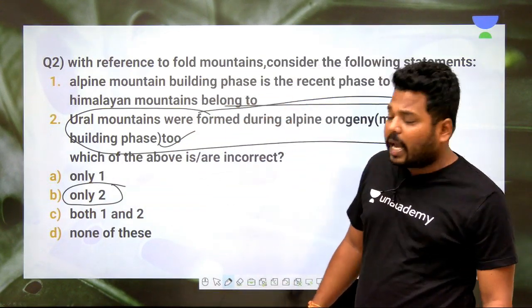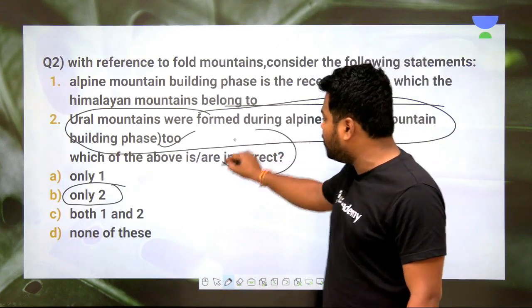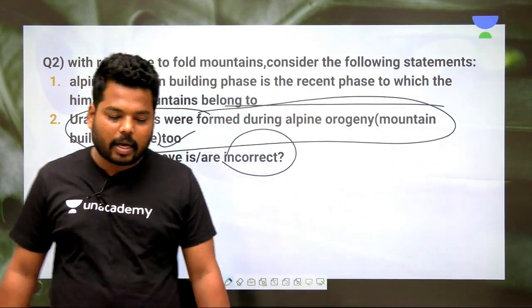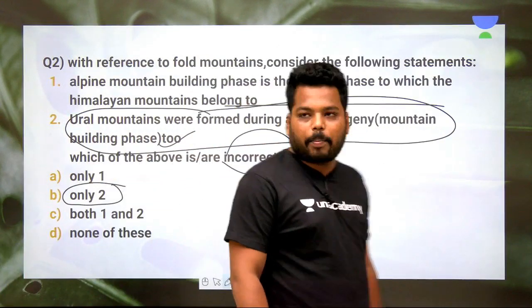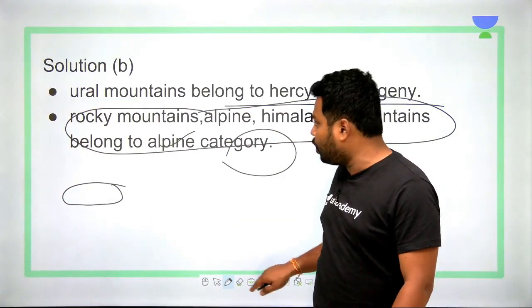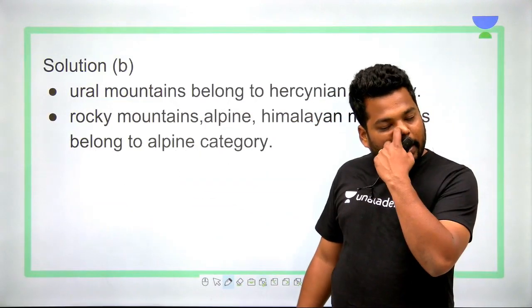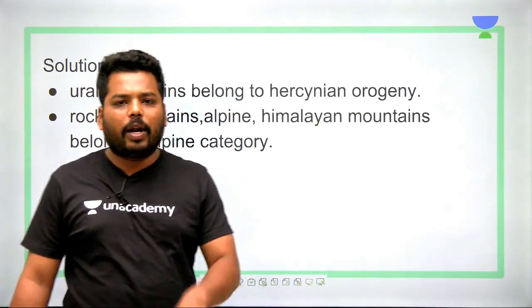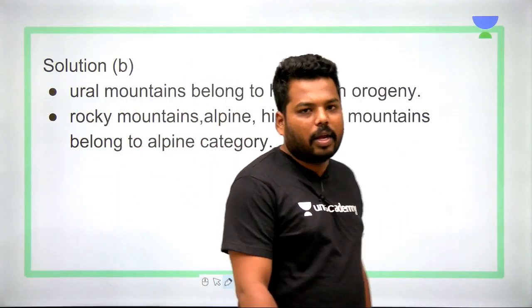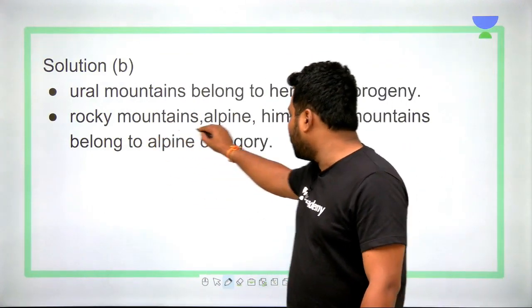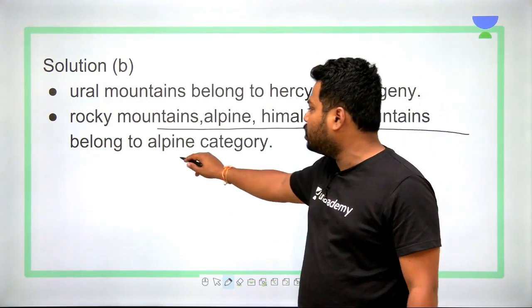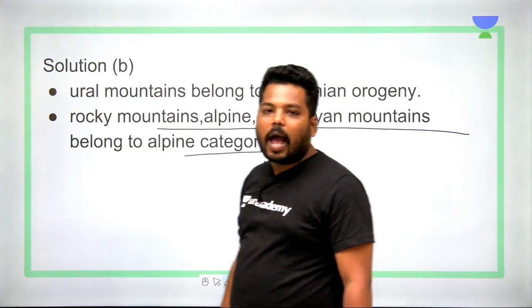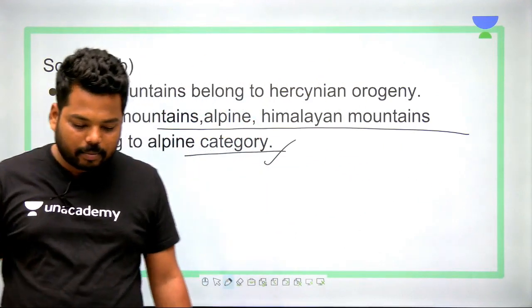This is the wrong statement given in this particular question, and this wrong statement becomes the answer. Why? Because he has asked which of the following statements are incorrect. Incorrect. Clear? If you see, this is the perfect statement. Do remember this point. This type of question has appeared in UPSC already, but there are chances that they may indirectly or directly ask this question in the near future. Like Rocky Mountains, Alpines, Himalayan mountains belong to the Alpine category, Alp mountain range category.